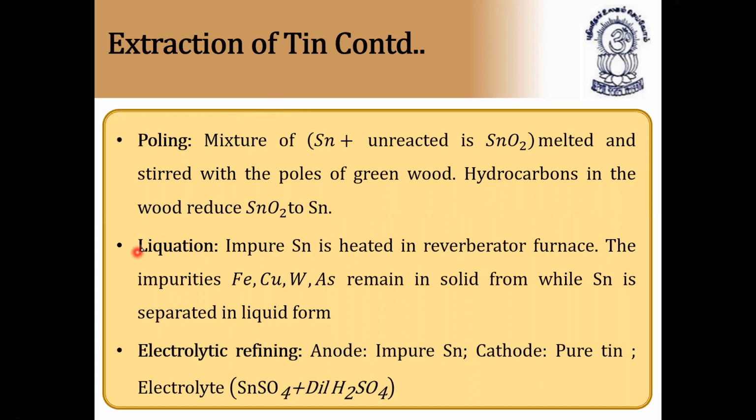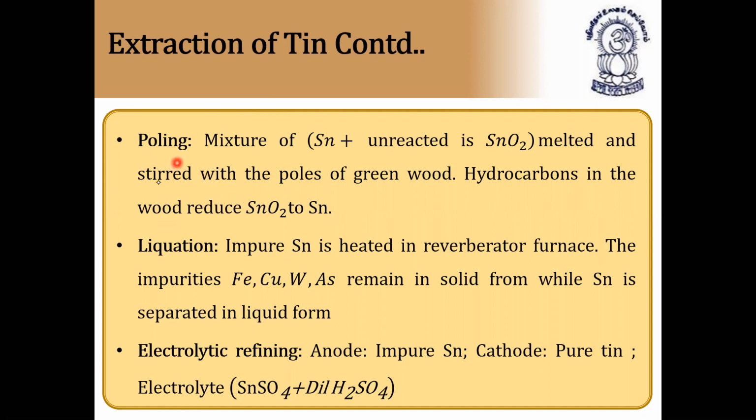And third, we have smelting of the tin. How to do smelting of the ore? The ore is mixed with coke and limestone, and it can be done in a blast furnace or reverberatory furnace or in an electric furnace. Then tin oxide is reduced to tin partially.